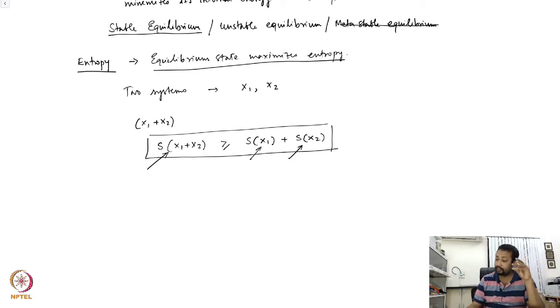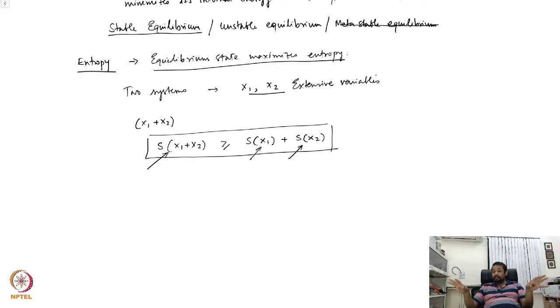Think about it now that you have a single system, and suppose you can partition it. These x1 and x2 are your extensive variables that can describe the systems, and you can partition this single system into two subsystems denoted as x1 and x2, such that the above inequality is violated. Then what is going to happen? Then the system as a whole would be unstable.